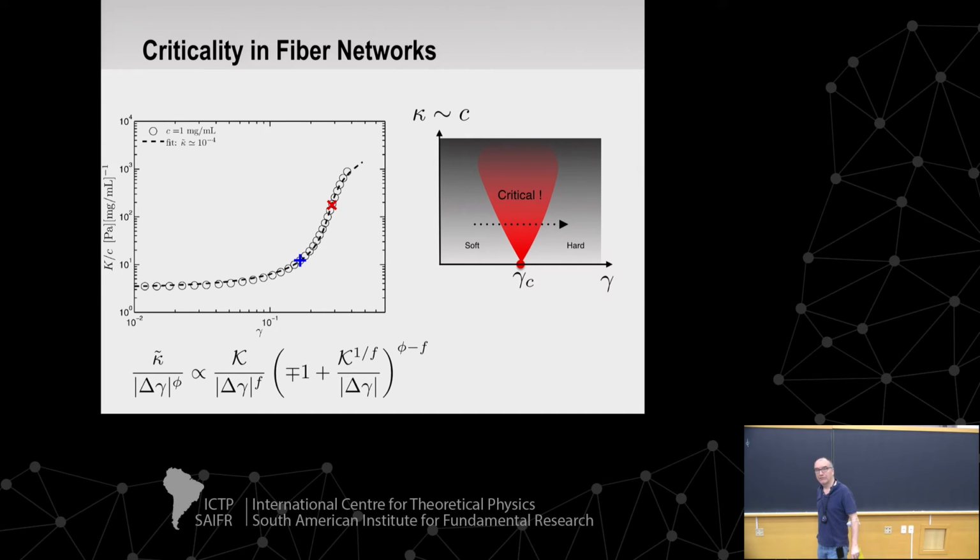Kappa is playing the role of field. So this is field in terms of magnetization. You can invert it and get a relationship as a function now of strain for different values of kappa. But let's see if this picture makes sense.